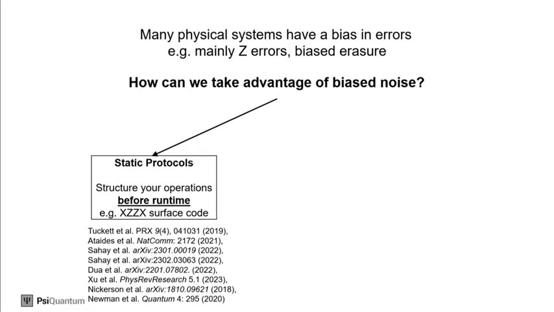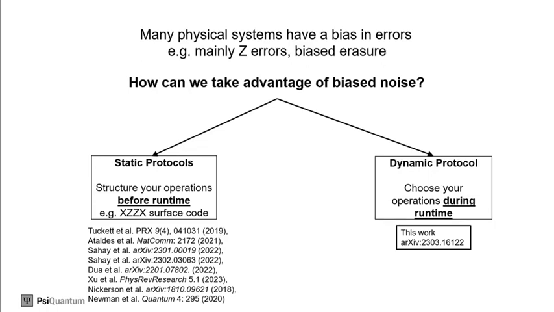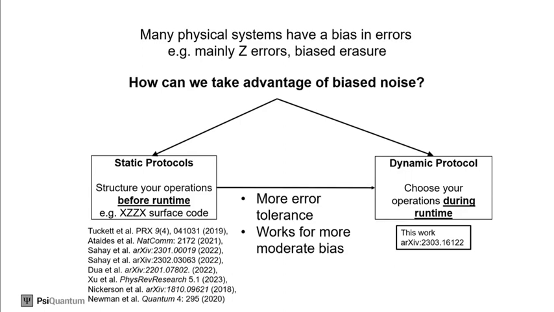In this talk, I'll be talking about a slightly different class of protocols, which I will be calling dynamic protocols. The difference here is that rather than choosing your operations before runtime, you choose your operations during runtime instead. The reason we want to do this is that you get a lot more error tolerance, and it works for more moderate values of bias as well. Static protocols work well when you have a very large amount of bias, but if you have a more moderate value of bias, the game sort of struggles, and I'll be talking a little bit about that as well.